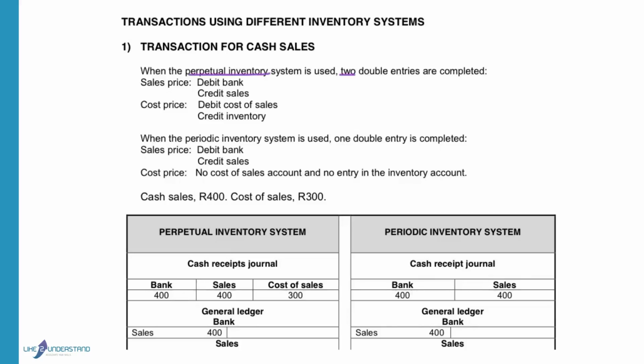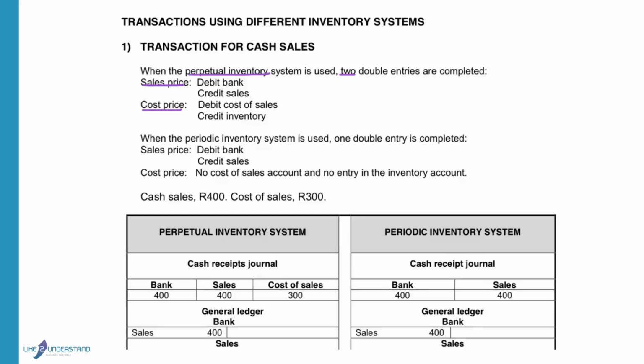One double entry is completed at the sales price, debit bank, credit sales. Bank is debited to increase the money in the bank. Sales is credited to increase the income of the business. The second double entry is completed for cost price, debit cost of sales to increase the expense, credit inventory to reduce the asset for inventory.